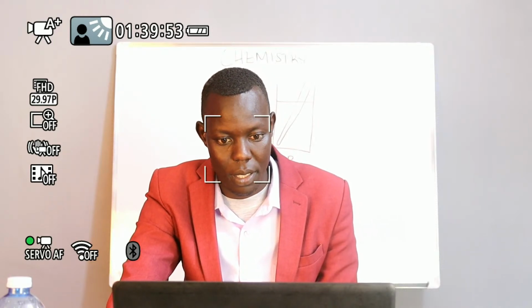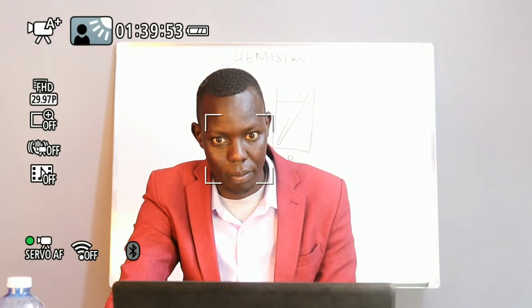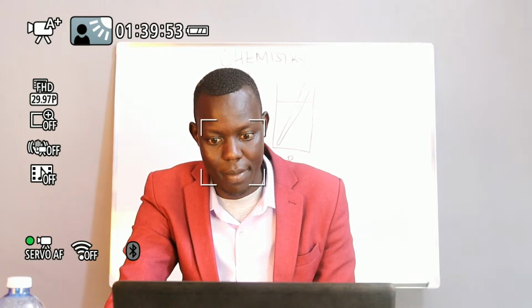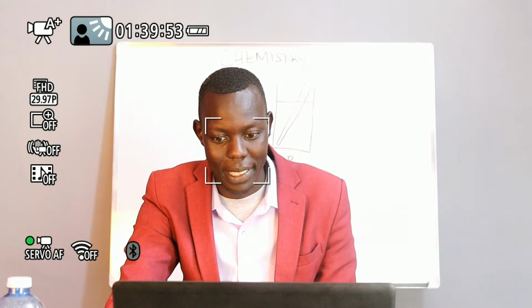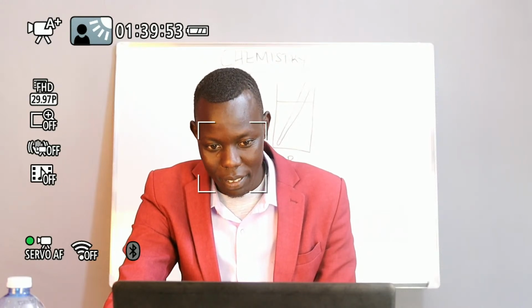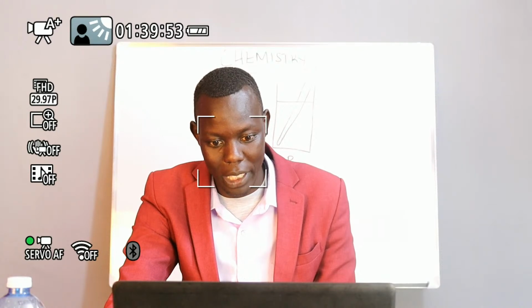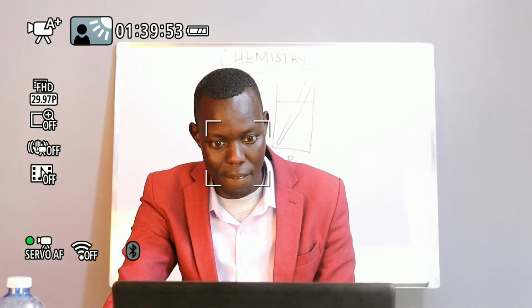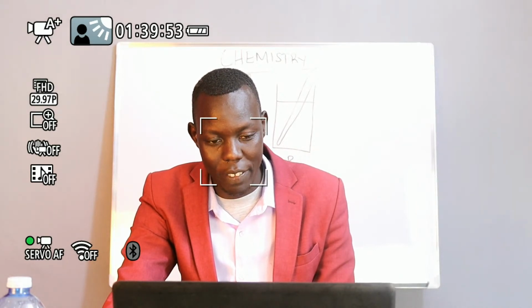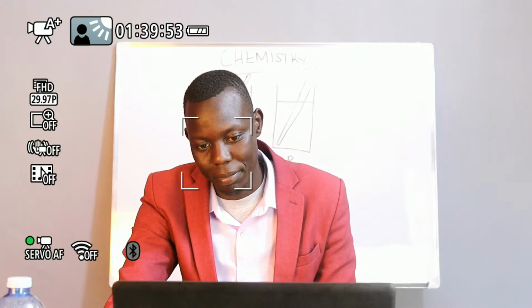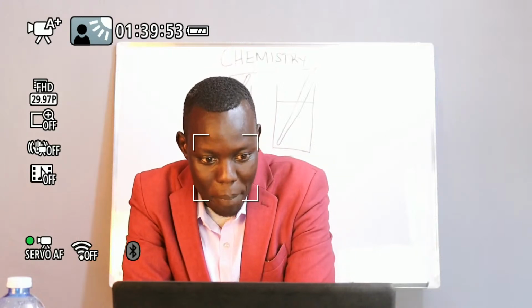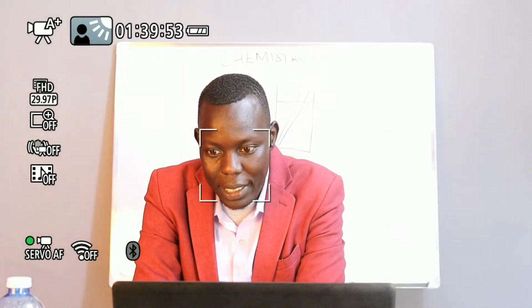State two properties of solid. A solid has definite mass. It has definite shape. Nice. Definite mass, definite shape. You have only mentioned definite mass, definite shape. For solid, all of them are definite, the three of them. Okay.